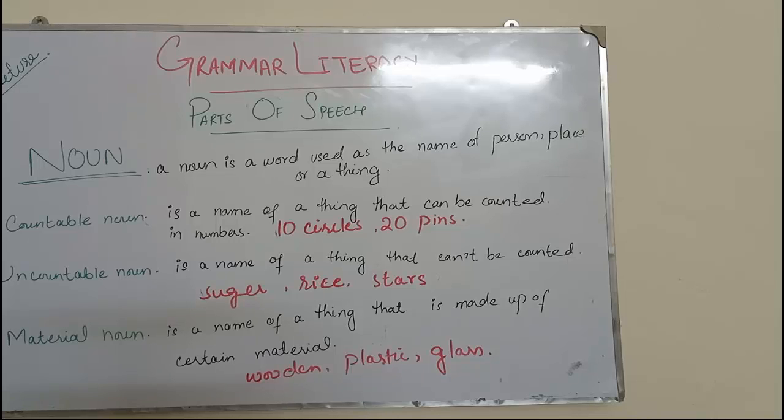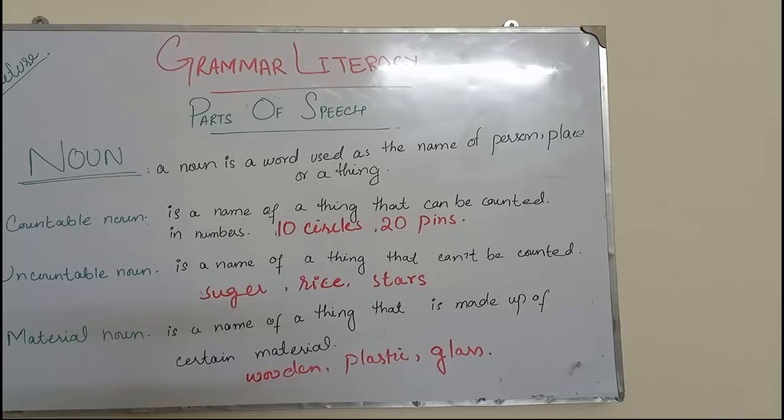The rice, 1 rice, 2 rice, 3 rice, no, that cannot happen. And we are not going to discuss how rice can be counted. These cannot be counted, or these are unable to be counted. So these are called uncountable nouns.